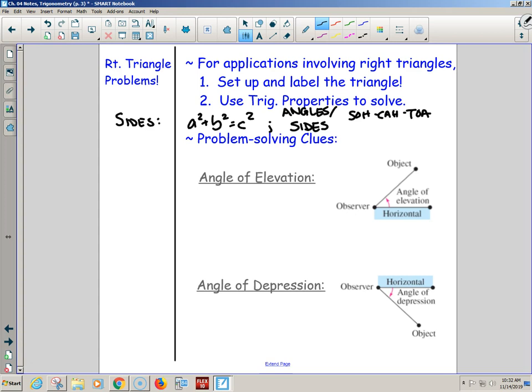But other problem solving clues, if they say something like angle of elevation, if you're flying in a plane, doesn't it talk about your elevation, like how high you are? Yeah. Or if you're mountain climbing or something, like how high you are.